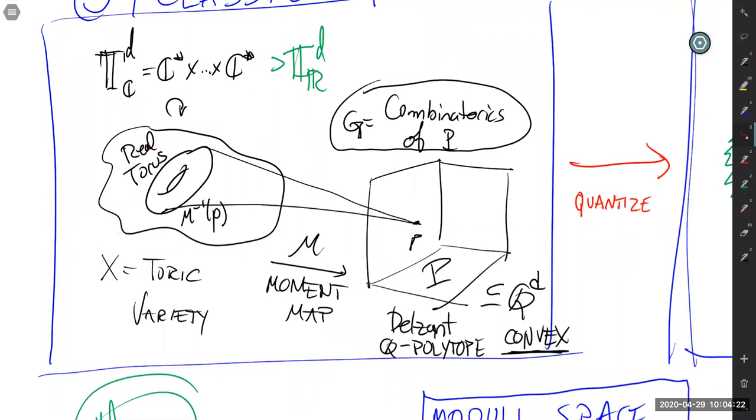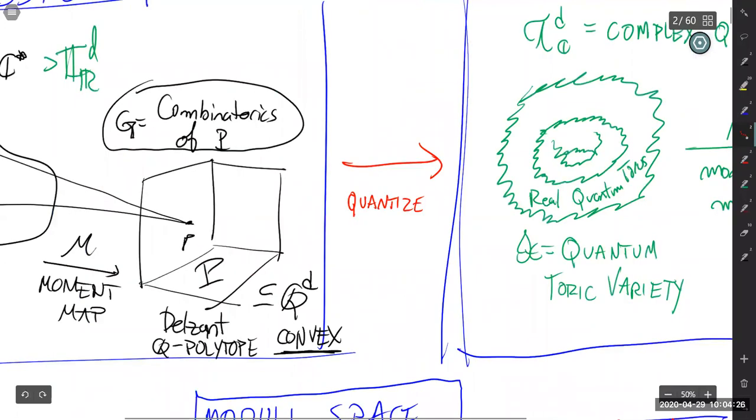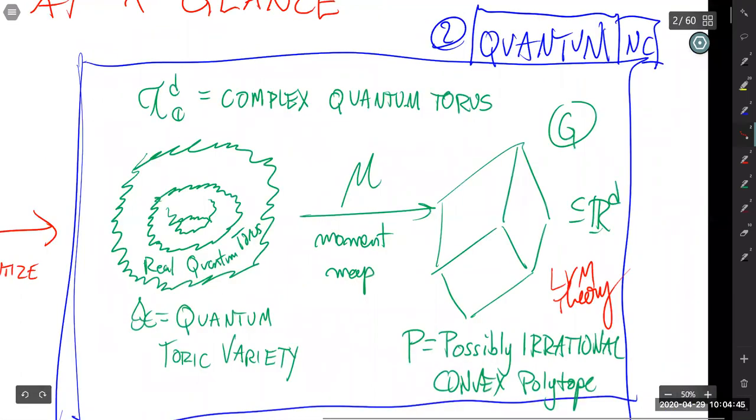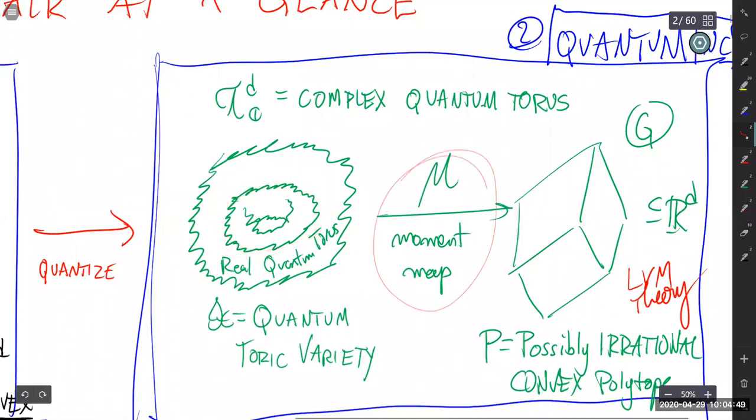Now we have the quantum situation, the non-commutative geometry. This real torus, and this complex torus that is dense in the toric variety, both will become quantum tori, non-commutative tori. We still will have a moment map, as we will see today. We still have a polytope, or more generally, a fan. But now the polytope is possibly irrational. It is still convex, the same combinatorial condition, but now the arithmetic condition is relaxed, and it is a possibly irrational polytope.